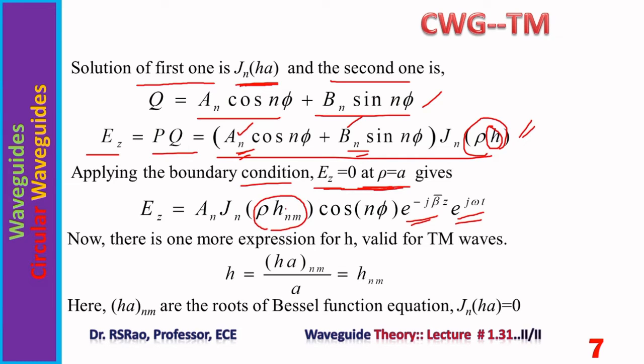h is fixed to h_nm, which is h_nm by a. Here h_nm are roots of the Bessel function equation. Jn of h equal to 0 is the Bessel function equation. Now, after obtaining the solution Ez, we can substitute this expression for Ez. Already we have Hz equal to 0. These two we can substitute to find H rho, H phi, E rho, E phi.